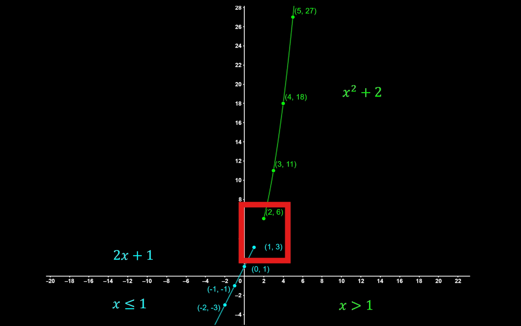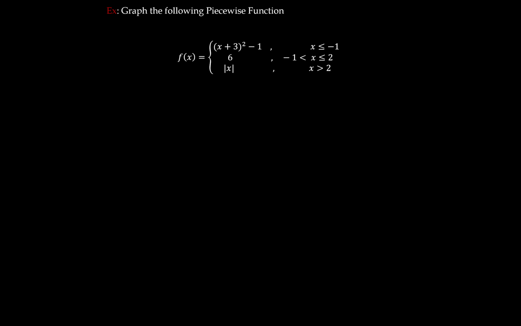Let's look at another one. By looking at the function, I can tell that I have 3 different sections. One for x values less than or equal to -1, another for x values between -1 and 2, and including 2, and a third for x values greater than 2. Let's find the outputs of each section using their given domains.